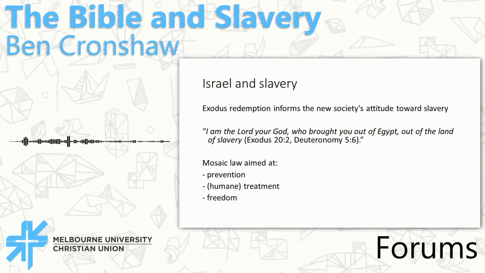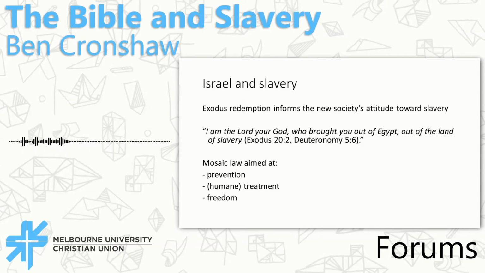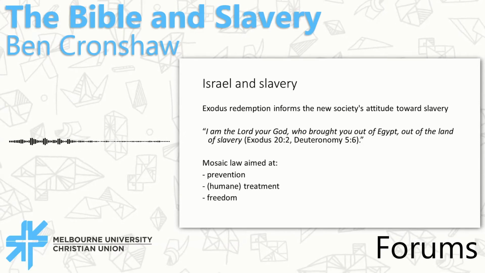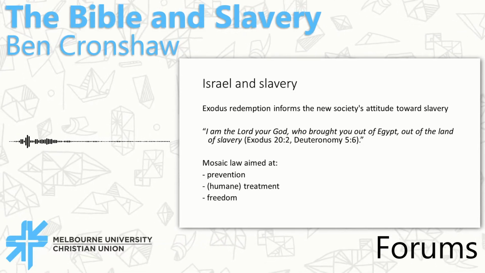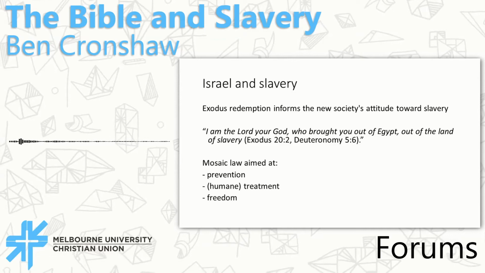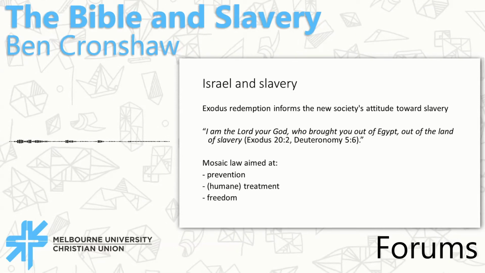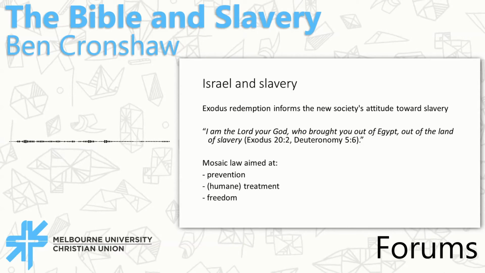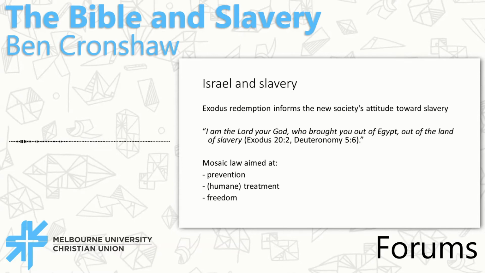While slavery was allowed, the Israelites were called to live as a redeemed people, as liberated slaves, remembering their experience as slaves and the freedom that God gave them. Hence, the nature of slavery was to be extraordinarily different from the surrounding nations, particularly Egypt, where they had been slaves themselves. So the Mosaic Law aimed at three things relating to slavery: prevention, humane treatment, and freedom.